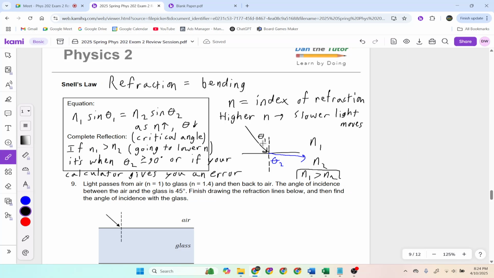To show this on the picture I started drawing right here, it would look like this red line right here. That would be complete reflection. And these thetas match perfectly. Theta 1 and theta 1 match perfectly, because it's like a mirror. Any questions on any of that?